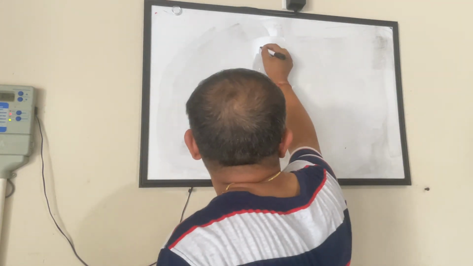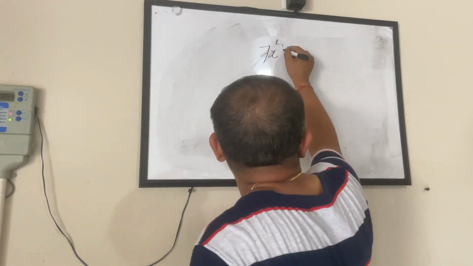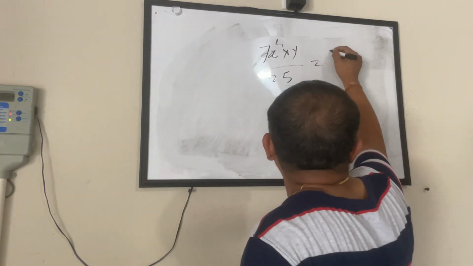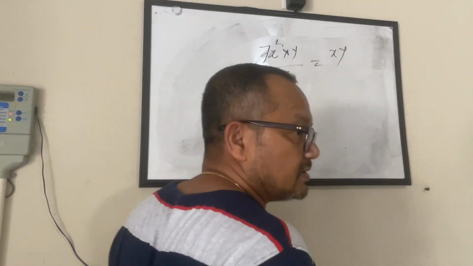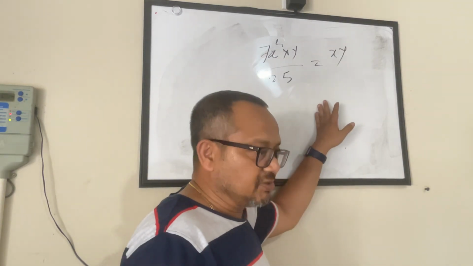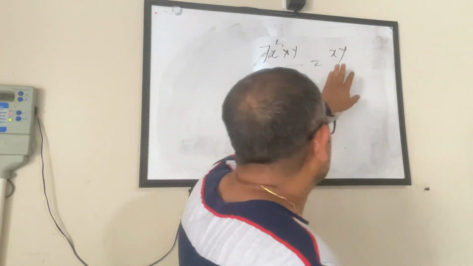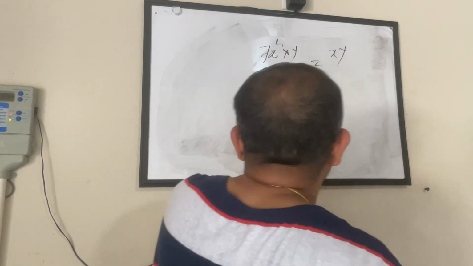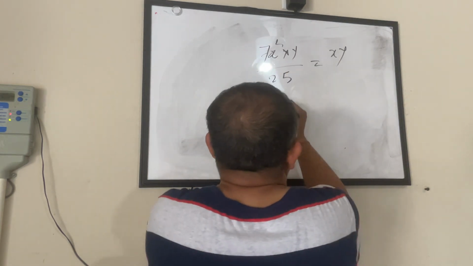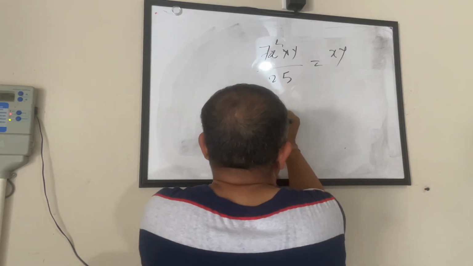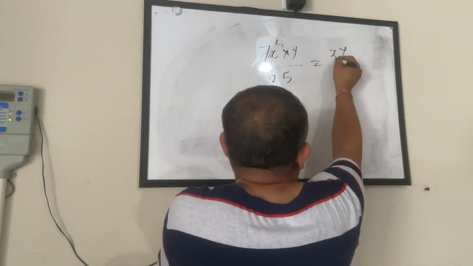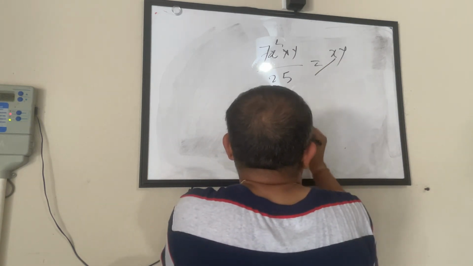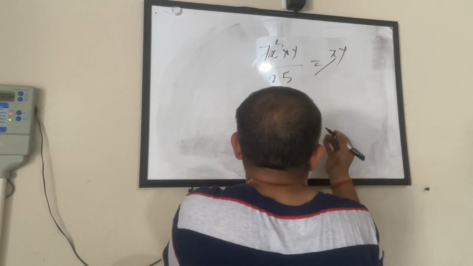If somebody says 7x squared plus into y by 25 equals xy, what you have to do is isolate x, one variable on one side, the other variable on the other side. So let's say we keep x on this side. So I will say 7x squared. This x I will bring here. It becomes here. And 25 will remain 25.